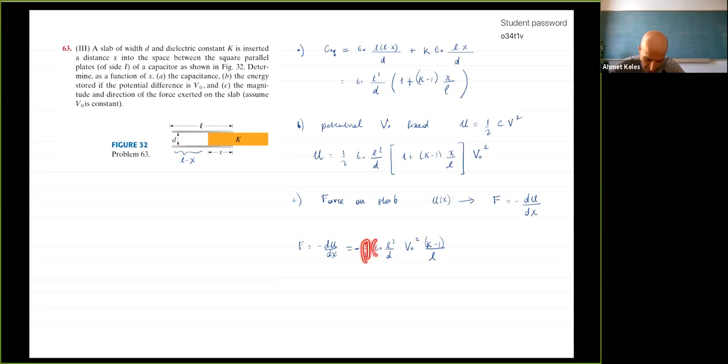So these two guys are positive. L is definitely positive. And kappa is the dielectric constant, and its minimum value is 1 in air or in vacuum, so this is also positive. So this whole thing is less than 0. So the force acts to the left, this way. It sucks the slab in.